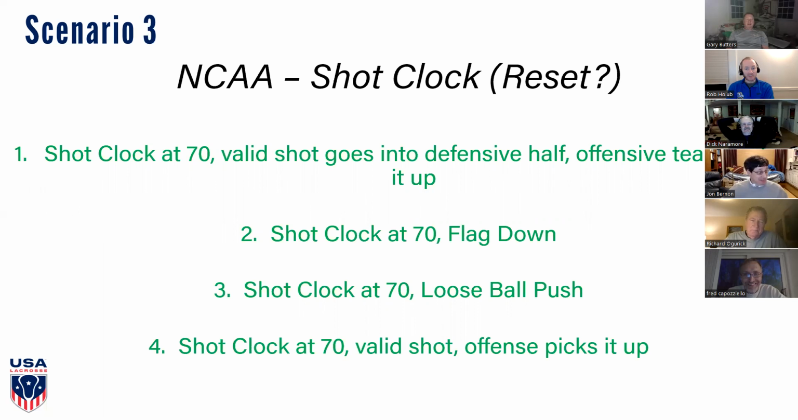All right, so a couple of these are over to NCAA, but a couple of these came up. I got all 4 of these questions, so I figured we'd just go over them quickly. Again, just NCAA, but good to know. The shot clock is at 70. We have a valid shot that hits the post and goes back to the defensive half of play, and the offensive team picks it back up. What do we reset the shot clock to?